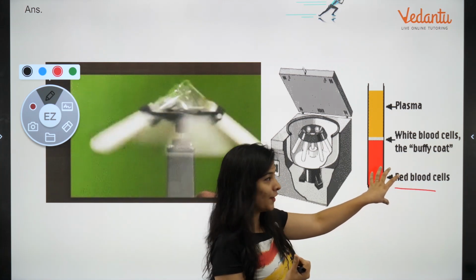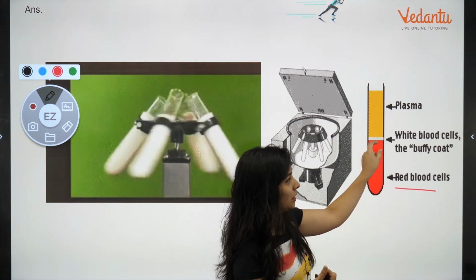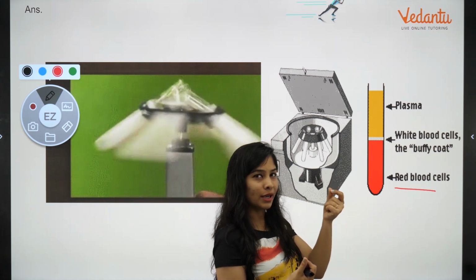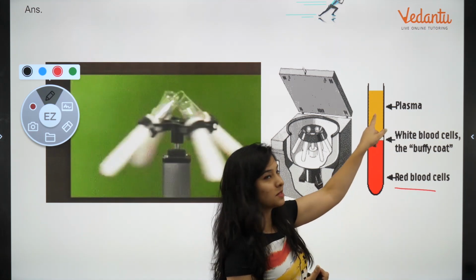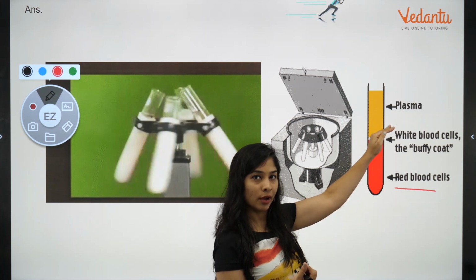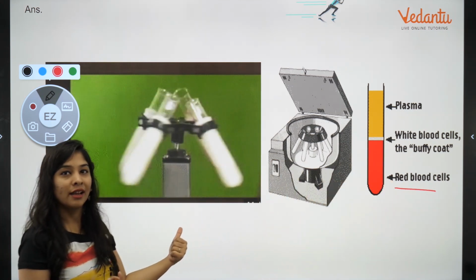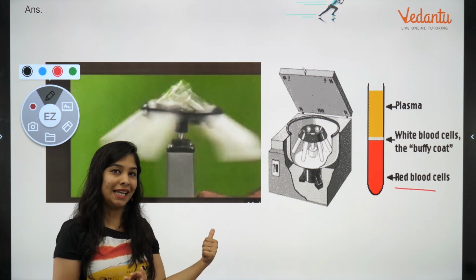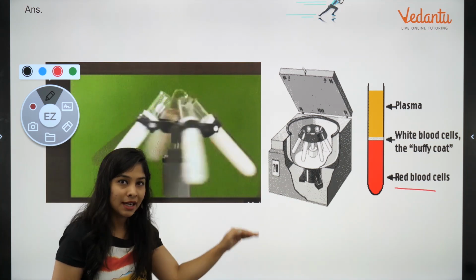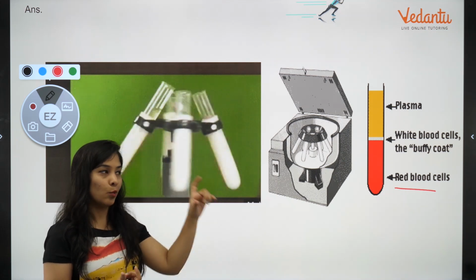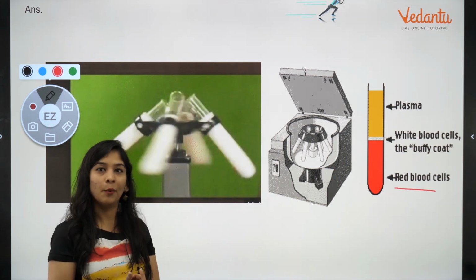RBC, solidify form, सबसे नीचे, then white blood cells, थोड़ा bluffy सा coat है, comparatively high density. Plasma, least density, तो सबसे ऊपर होगा. This is the way you can separate blood, as well as if you have taken water wala mixture in which fine sand particles are there, sand particles are going to settle down and water, pure water, is going to be on the up wala side.